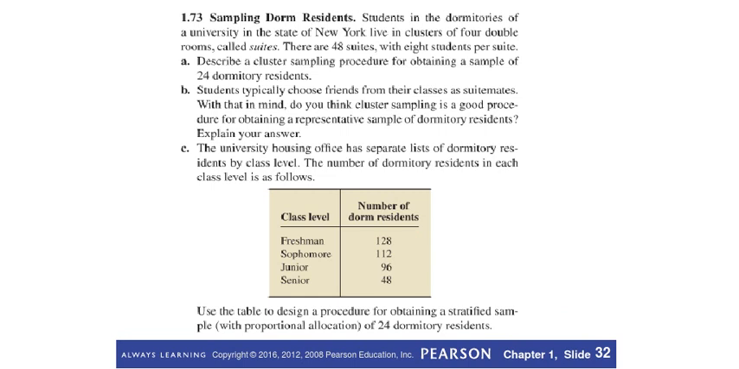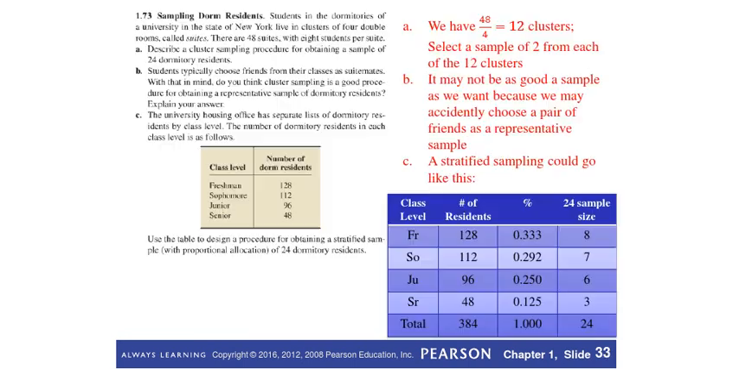Okay, ready to go? Here's my answers. First of all, we have 48 suites, there are 12 clusters. So we might select a sample of 2 from each of the 12 clusters, right? So if we're looking for obtaining a sample of 24 dormitory residents, let's say we select a sample of 2 from each of the 12 clusters within our population, right, that we've chosen.